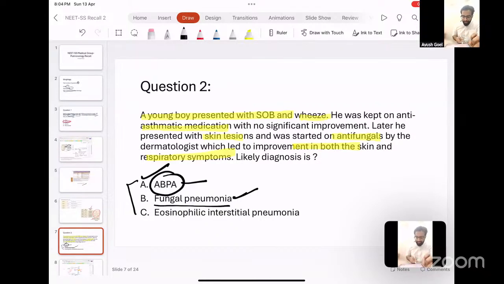If you look at the third option, that was eosinophilic interstitial pneumonia. As we know, for eosinophilic interstitial pneumonia the treatment of choice is steroids, and the patient dramatically improves with steroids, and there is no role of antifungal therapy because there is no fungal allergy in the patient.